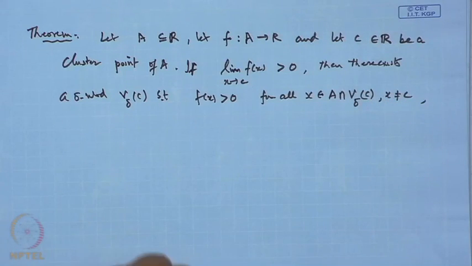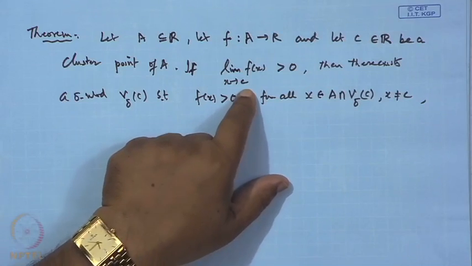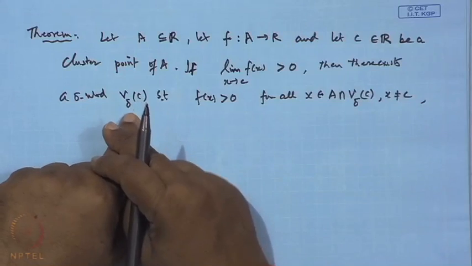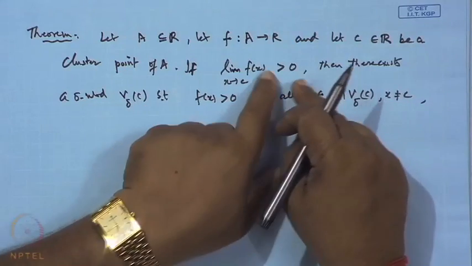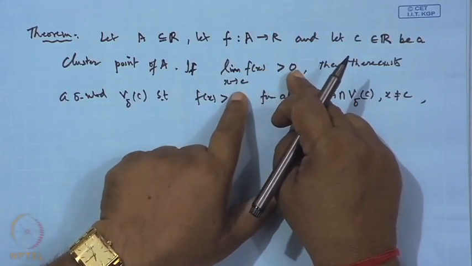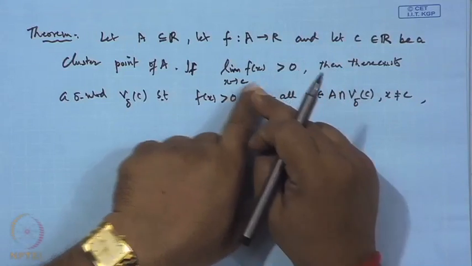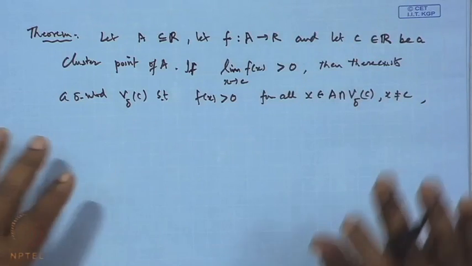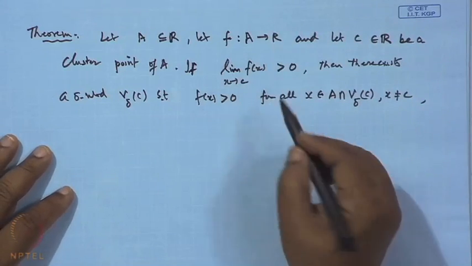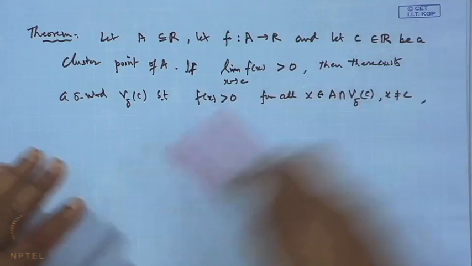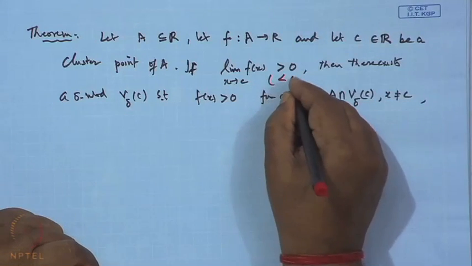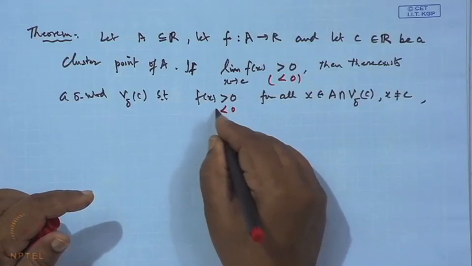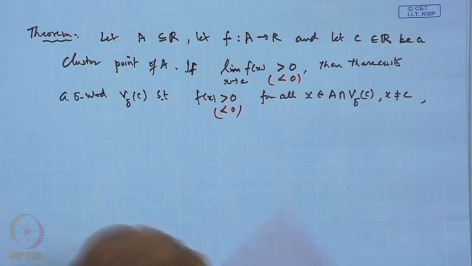So, what it says is, if f(x) has a positive limit when x approaches c, then there will be a neighborhood where the function is also positive. Similarly, if the limit of the function is negative, then correspondingly there exists a neighborhood such that f will remain less than 0 there.